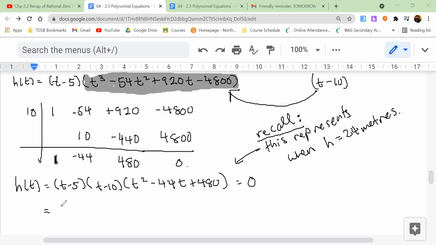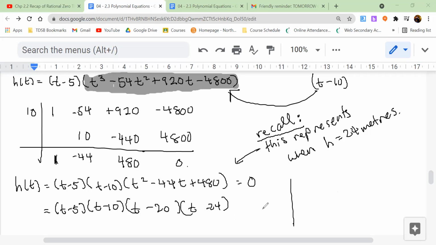So I have a quadratic now. And can we do this by mental math? Two numbers that multiply to 480, but add to negative 22. 20 and 24. Perfect.